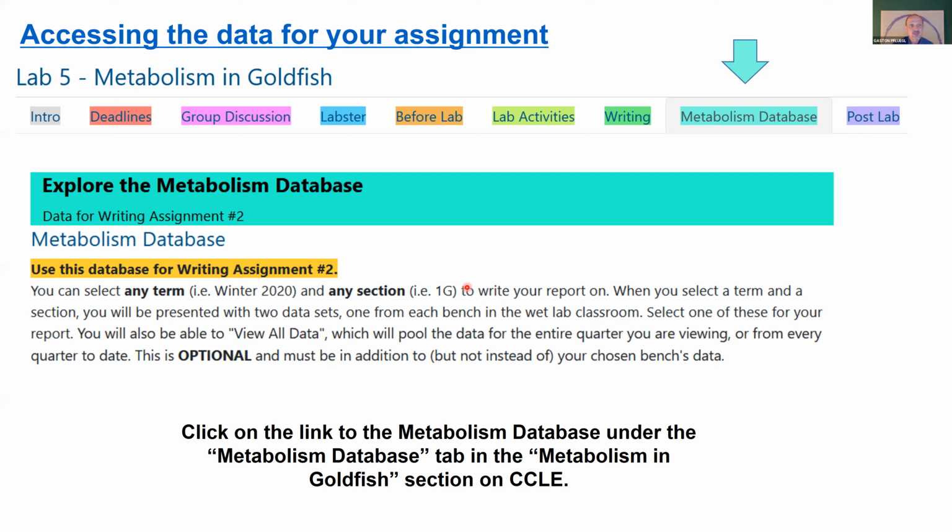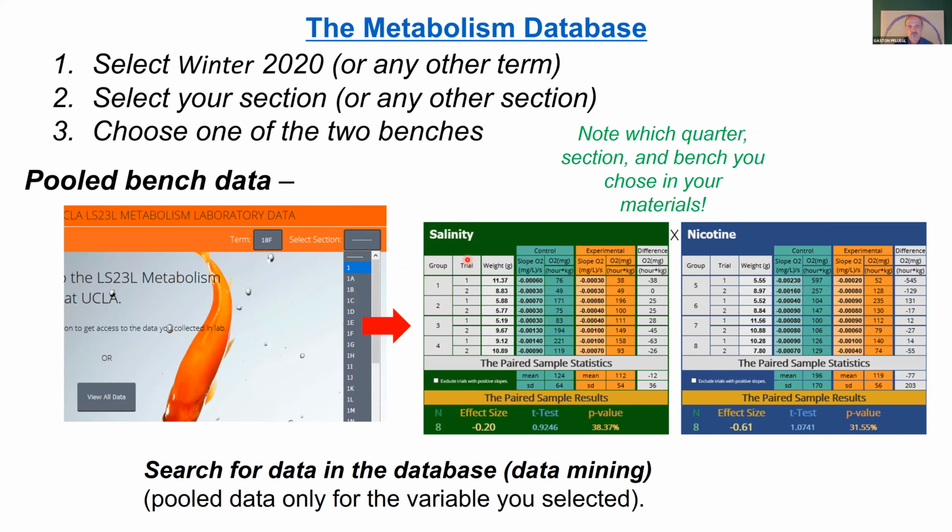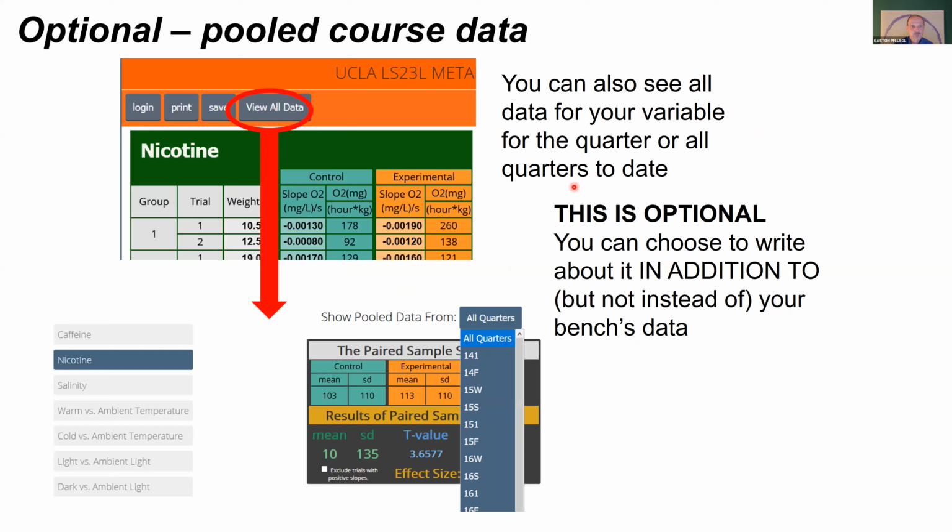The metabolism database is under lab 5. There's a link here, and when you click on that, you get to the database. It looks like that. You can go to any quarter, select a section, and select any of these experiments, and then write about that experiment. Then you can also go to view all data, where we pull all the data from across all quarters.